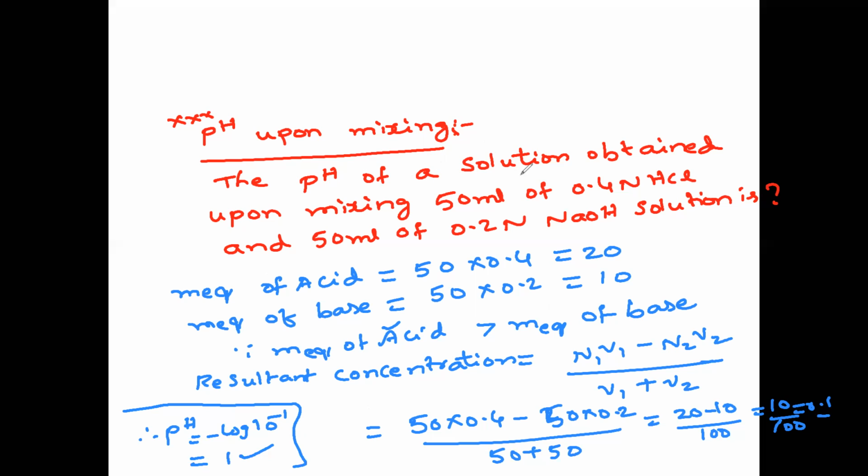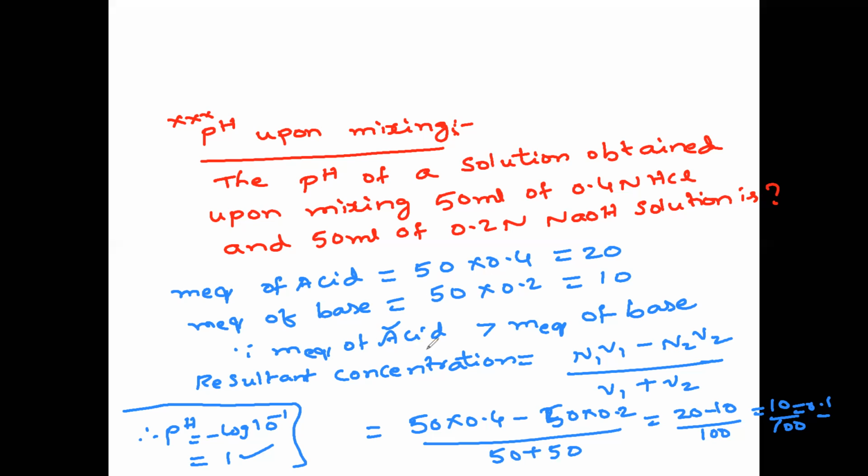The pH of a solution obtained upon mixing 50 ml of 0.4 normal HCl and 50 ml of 0.2 normal NaOH solution. Since they have given normality, normality and molarity are the same for monobasic acid and monoacidic base. For dibasic, it is different. So first you have to find the milliequivalent of acid, it is 20, and the milliequivalent of base is 50 into 0.2, it is 10. Between acid and base, which is greater here? Acid. So the resultant solution definitely becomes acidic.